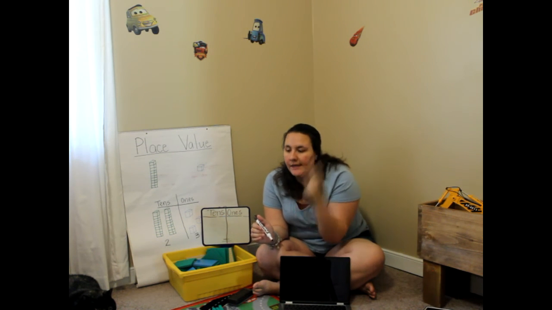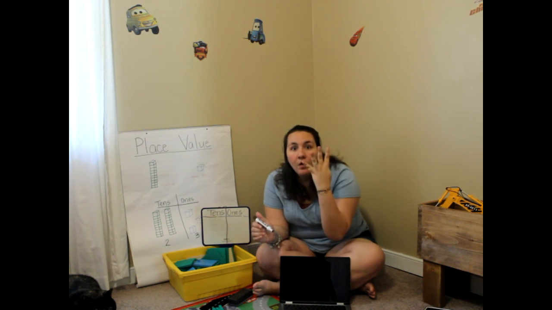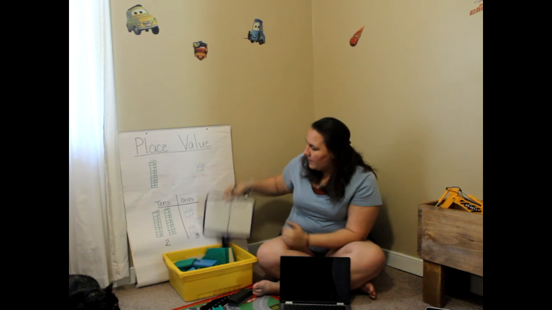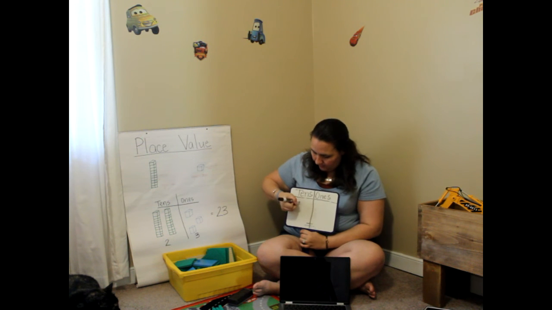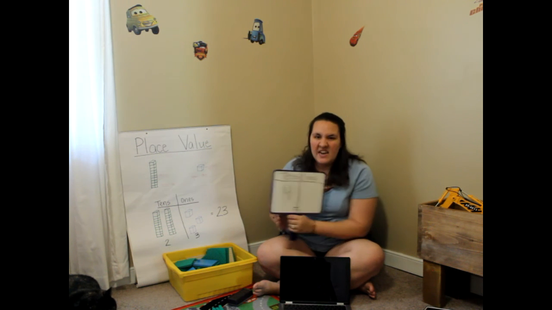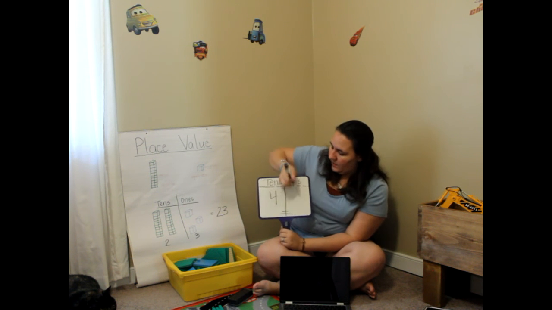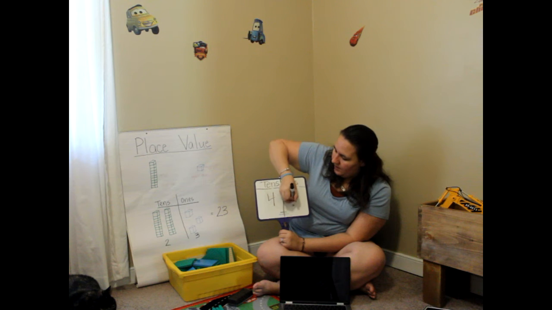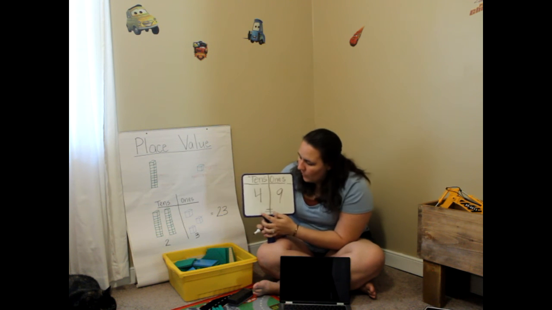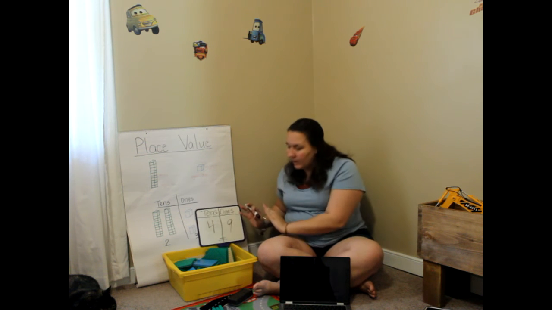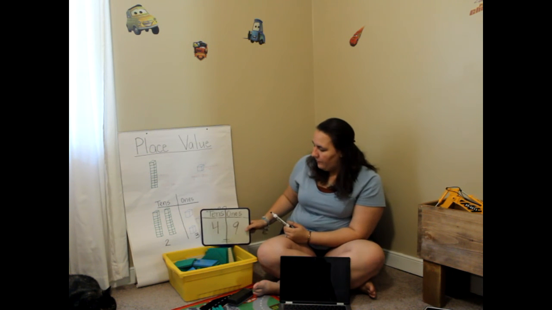10, 20, 30, 40. Oh, 40. I got to 40, so I stopped. And how many 10s is that? 1, 2, 3, 4. 4 10s. So I'm going to put my 4 in the 10s place for 49. Well, 9 goes in my 1s place, so I'm going to write the number 9. So how do I read this? 49. All right, so we got our number into our place value chart. That was our first step.